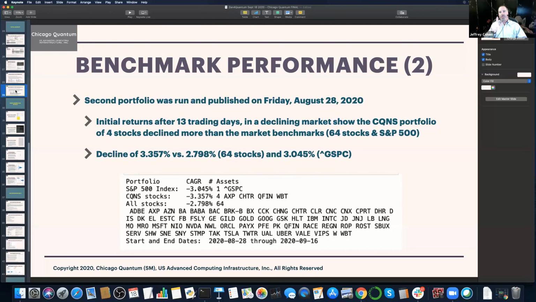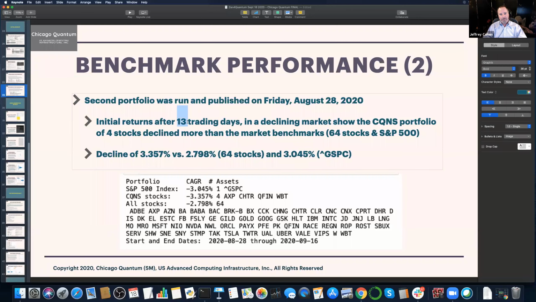The next one was run on August 28. So this is a declining portfolio. I didn't know it was going to be declining, but this is during a recent downturn in the market. So it's 13 trading days. And I ran this because we're going to be speaking at the FS Club, which is in London, on Monday morning, and they wanted to know how our portfolios did.